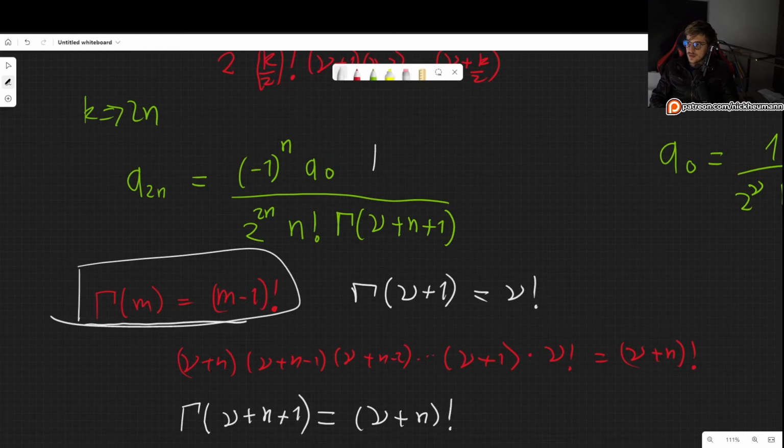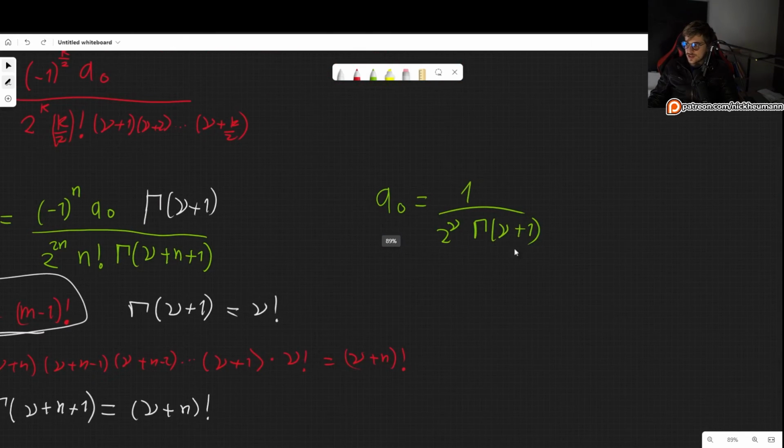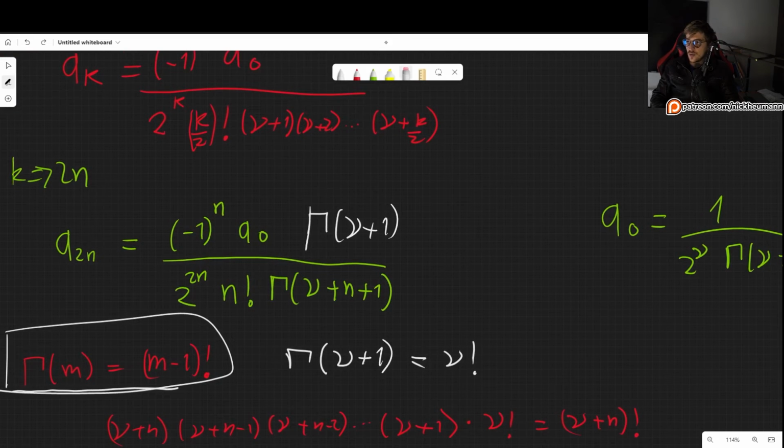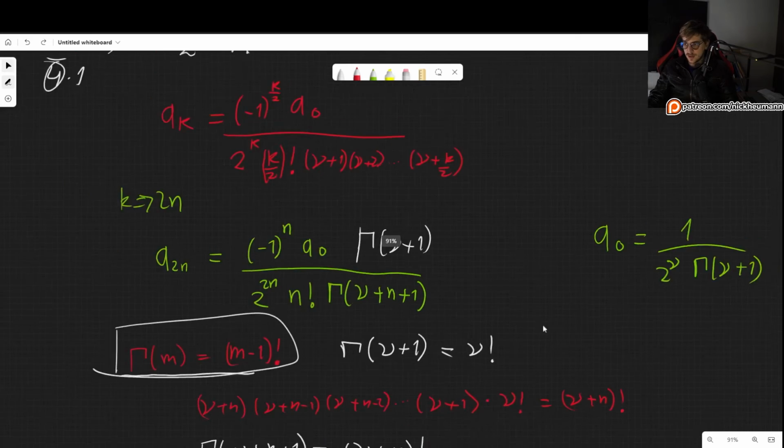So here we have gamma of nu plus 1. This is the reason why in this constant there appears a gamma of nu plus 1, because by doing that we cancel out this constant here. I'm not going to do it just yet because we still haven't given an explanation for this to the nu. Okay?